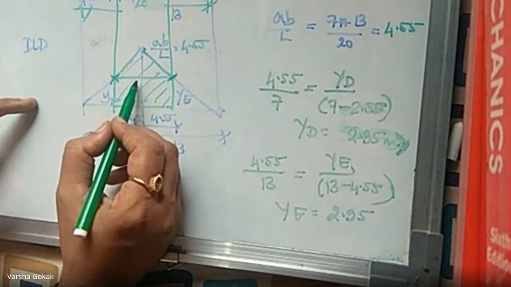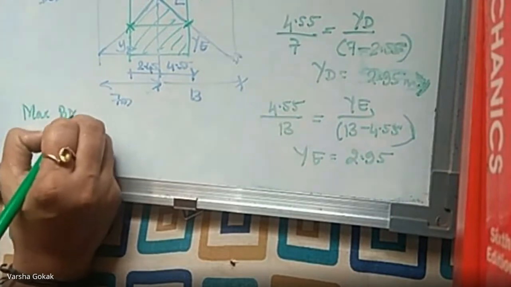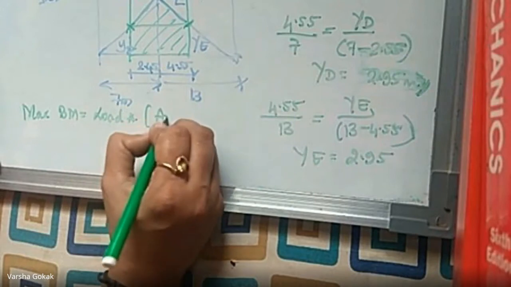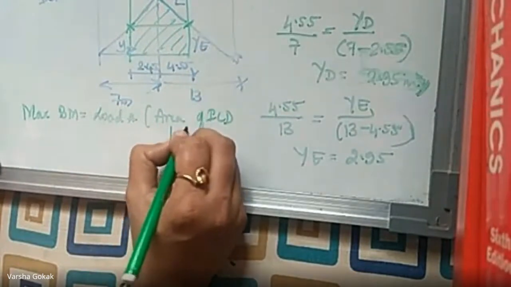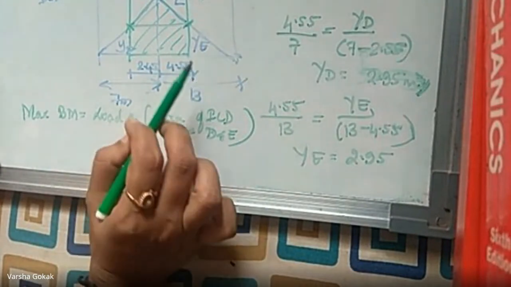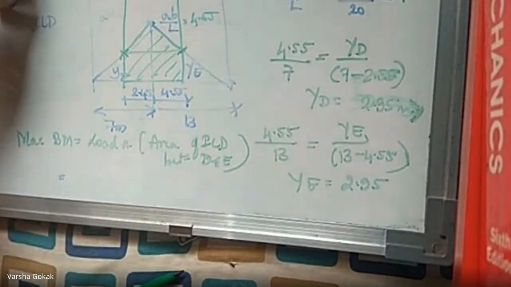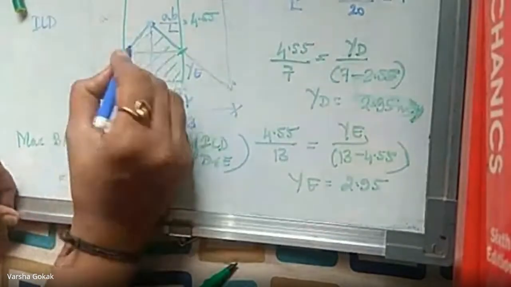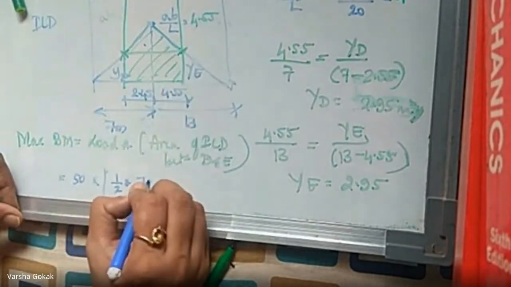So when I want to write the maximum bending moment, first the equation would be: maximum bending moment is nothing but the load into the area of the ILD diagram from above between points D and E. That is the area of a triangle and the area of a rectangle, right? So I'll substitute for that. Load is 50, so keep 50 as it is, into the area of ILD. First we'll write for this triangle. Triangle is half, base is 7.